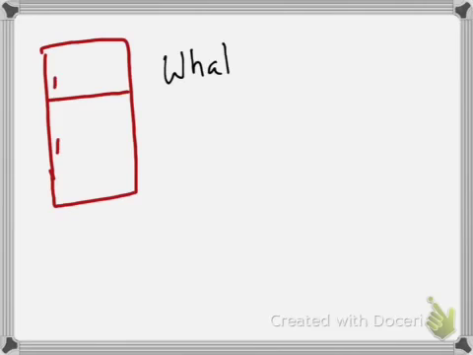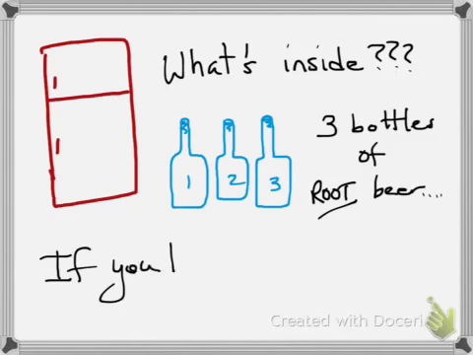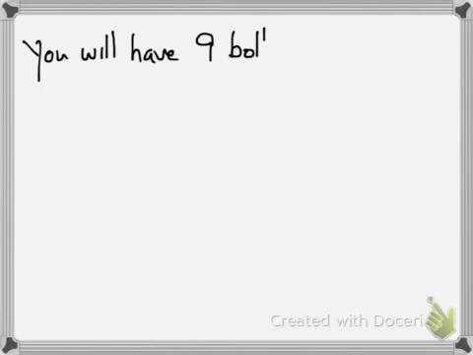Understanding inventory is a lot like understanding what goes on in your refrigerator. What do we have inside this very nice looking refrigerator? We have 3 bottles of glorious root beer. If you go out and buy a 6-pack, 6 more, how many do you have in total? You're going to have 9 bottles of root beer.